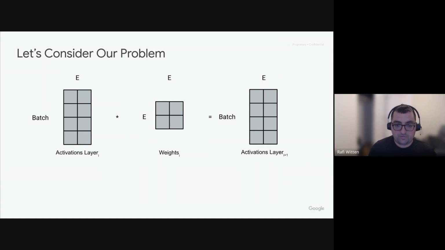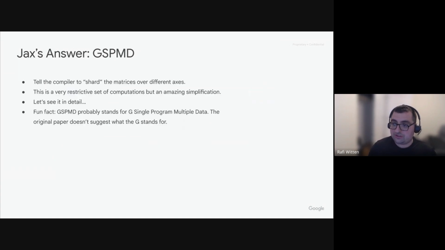So Google's answer, and the answer we use in JAX and PyTorch XLA, is GSPMD. It's an incredibly, incredibly beautiful answer. Very, very unique. So it uses XLA to do this. We tell the compiler to shard the matrices over different axes of our mesh, and each of the chips does the same computation.